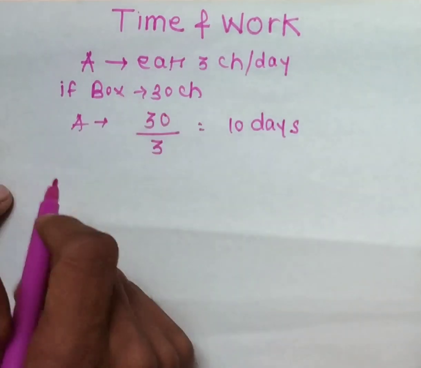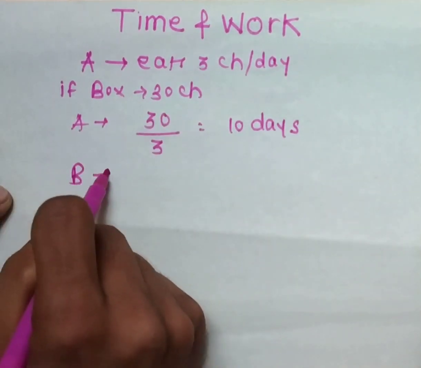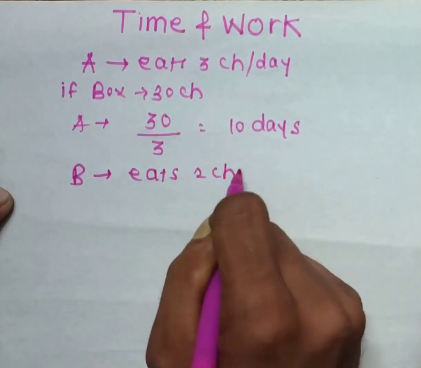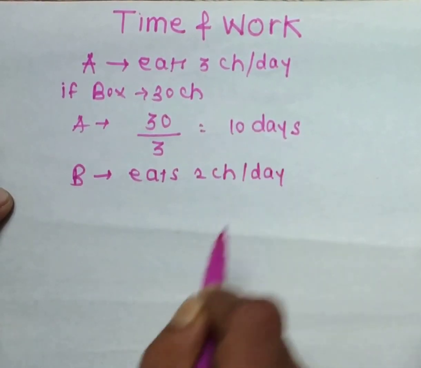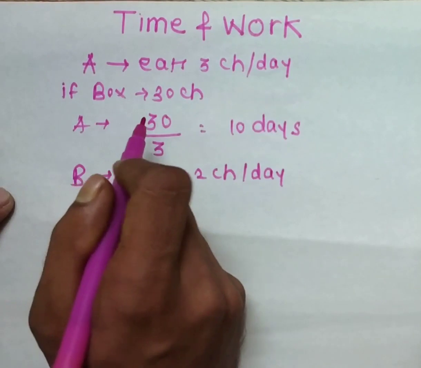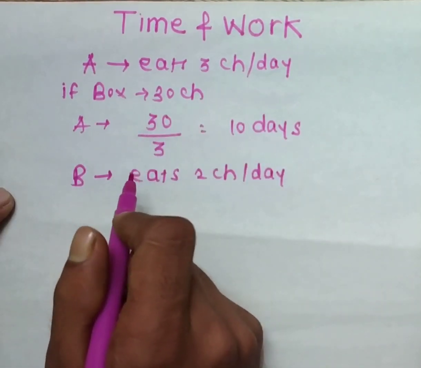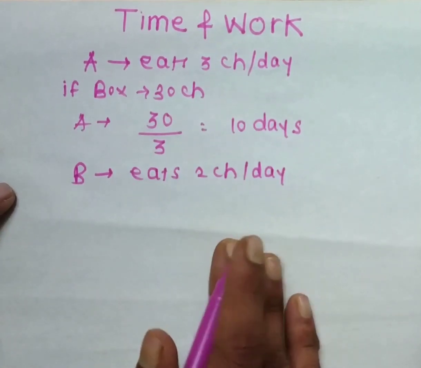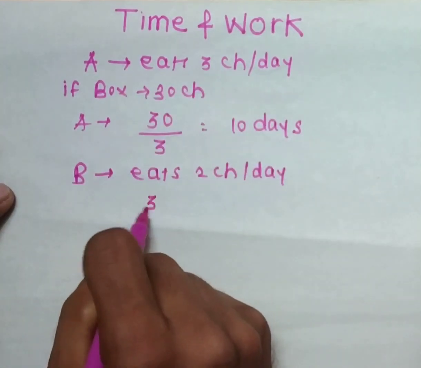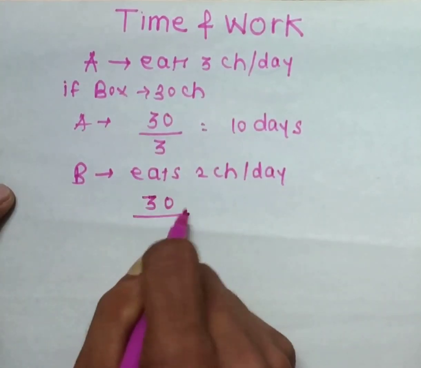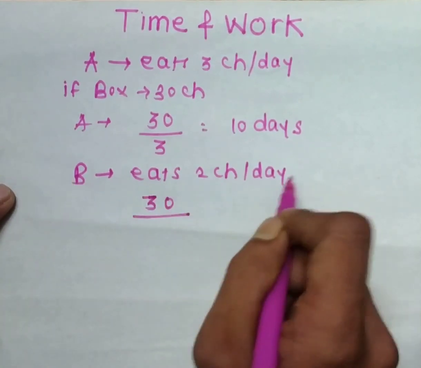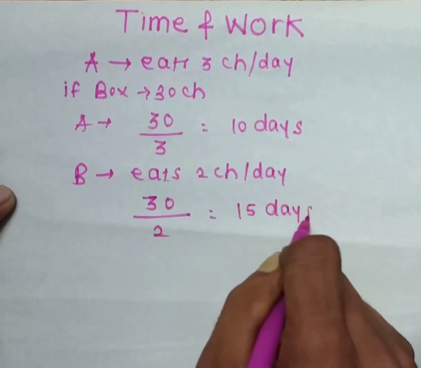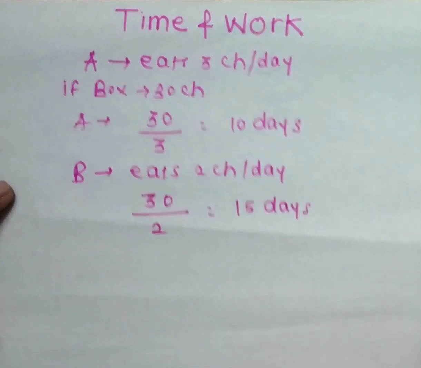Similarly, if B eats 2 chocolates per day, and the box contains 30 chocolates, then in how many days will B complete all the chocolates? Same here, the box contains 30 chocolates and B's speed is 2 chocolates per day, so in 15 days B will complete all the chocolates.